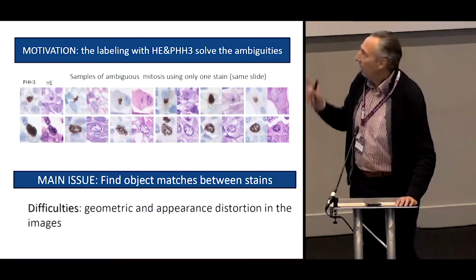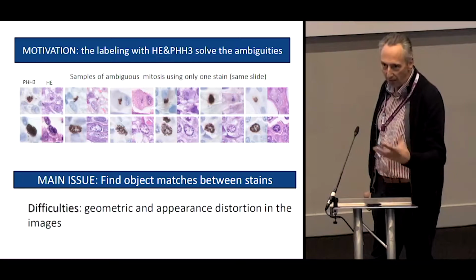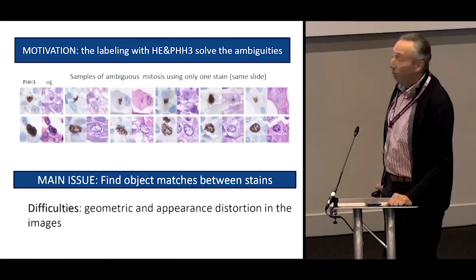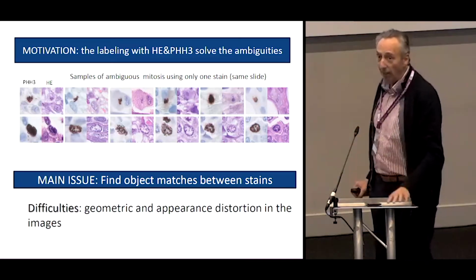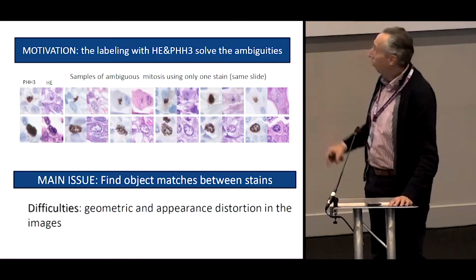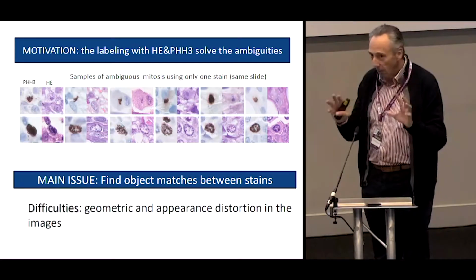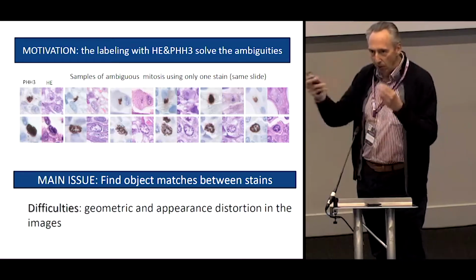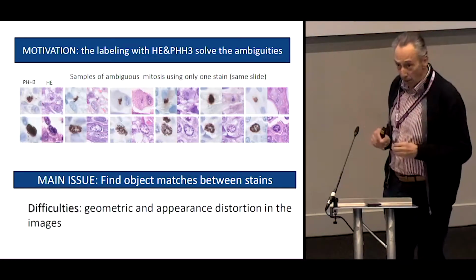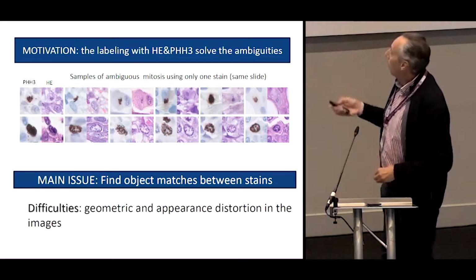The motivation of research is the well-known problem of mitosis ambiguity when you have to decide in hematoxylin. The pathologists said that when you look at both stains at the same time, you can decide. So we try to develop an algorithm to do it. The problem is that we have to, in some way, register images in order to know where the cell in hematoxylin is on the PHH3. So we have geometrical deformation and also appearance deformation. That's what we deal with in our algorithms.